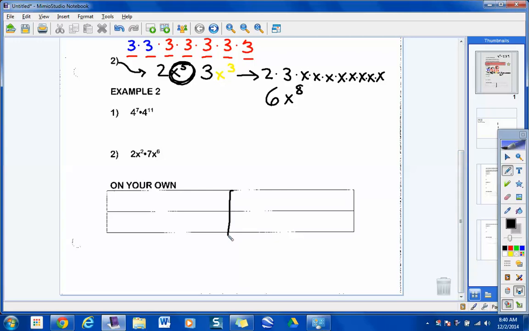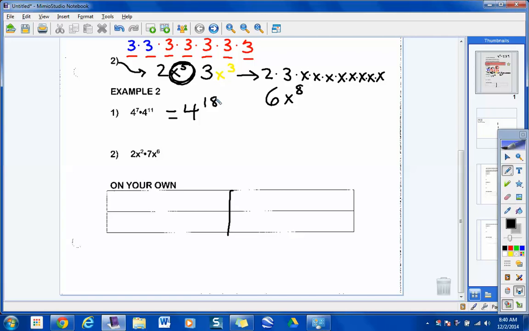4 to the 7th times 4 to the 11th. How do I rewrite that as a power? What do you think, Brandon? You just add the 7 to the 11. Add 7 and 11. Right? So how am I going to express this again? I didn't catch it. 4 to the 18. Good, very good. 4 to the 18. Like bases are 4, so just add the exponents.